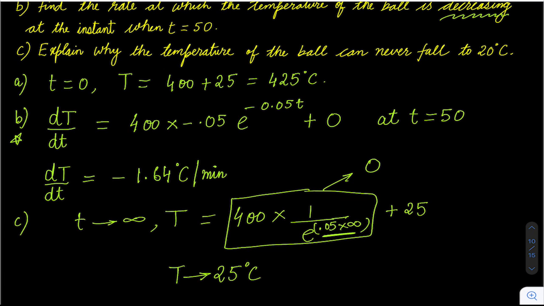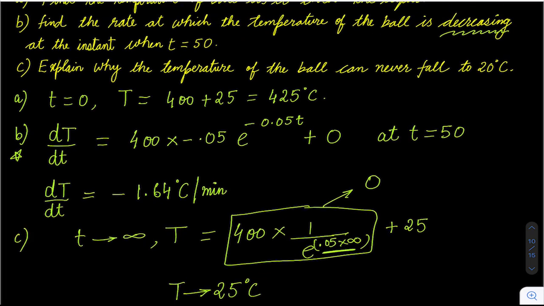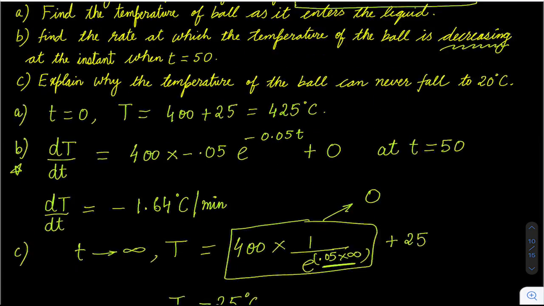So obviously the minimum value, it can never attain 25 degrees Celsius. So how can it attain 20 degrees Celsius? I think that's the logic here. They are asking, explain why the temperature of the ball can never fall to 20 degrees Celsius. So your explanation will be, as time is approaching infinity, my capital T, temperature, is approaching 25 degrees Celsius. So the temperature of the ball never attains 25 degrees Celsius. So how can it attain 20 degrees Celsius? So that's the logic here. I hope everyone understands this.